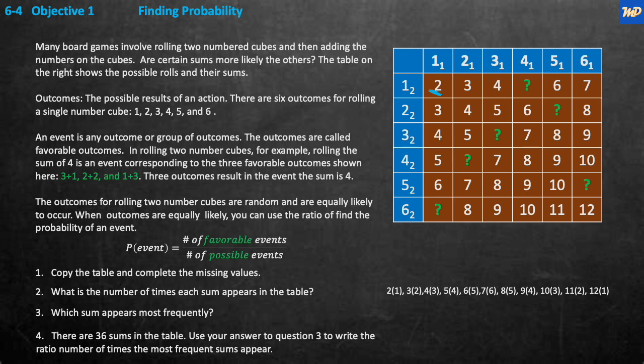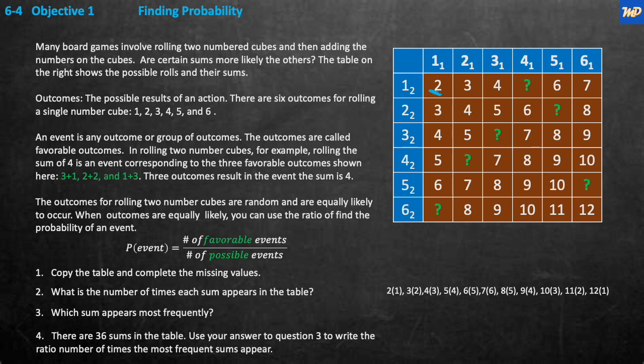Let's move on to the next one. It says the outcomes are the possible results of an action. That's what an outcome is, the possible results of an action. There are 6 outcomes for rolling a single numbered cube, 1 through 6. An event is any outcome or group of outcomes. The outcomes are called favorable outcomes. So if you want to get a 6, you need to roll a 6. That's your favorable outcome.